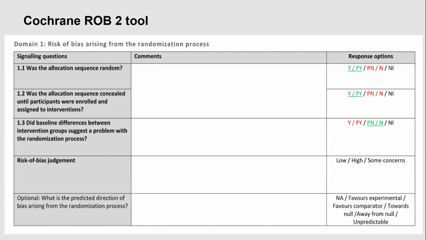As in my previous slide I had discussed, it will try to see the randomized control trial in detail. For example, allocation assessment: how the allocation was done, how the concealment was done, what the groups were like at baseline, and you will give your risk of bias assessment. If it is low risk of bias, you can give a tick for low risk of bias. And there is an optional area: what is the predicted direction of bias arising from the randomization process. If you say the study is good, you can say it favors experimental or favors comparator, and you can decide based on reading the study.